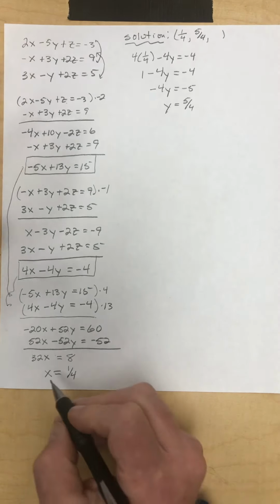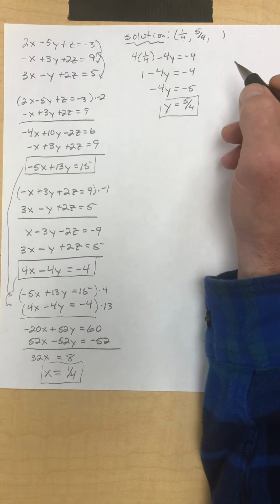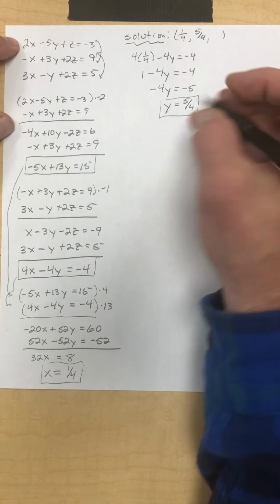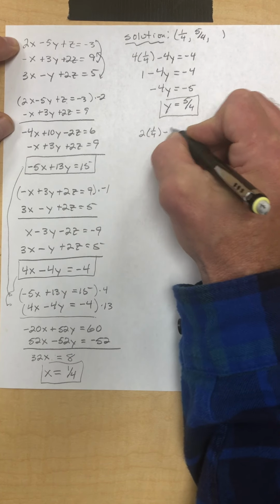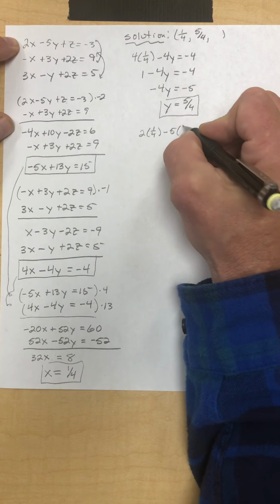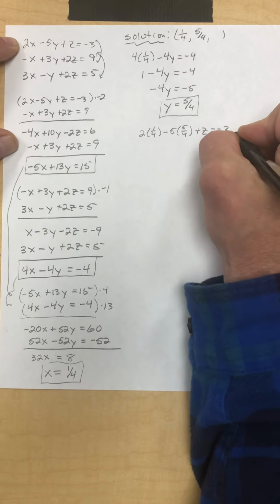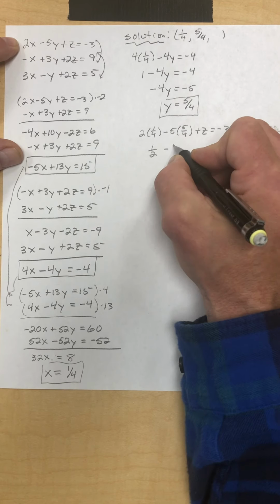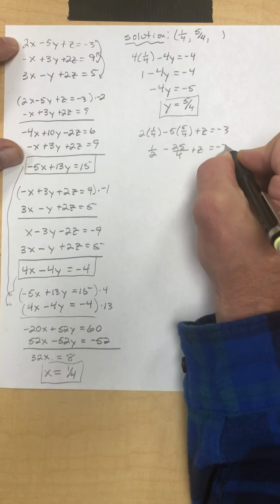All right, so I've got my x coordinate here, I've got my y coordinate, so I've got to find my z coordinate. So I want to go back up here to one of the original equations. It doesn't matter which one of the three you choose. So I'm going to choose the top one. So I have 2 times x, which is 1/4, minus 5 times y, which is 5/4, plus z equals negative 3. So 2 times 1/4, that's 1/2. This would be minus 25/4 plus z equals negative 3.